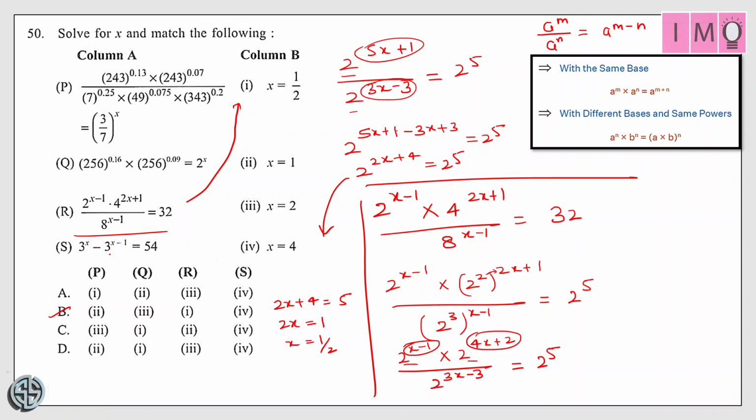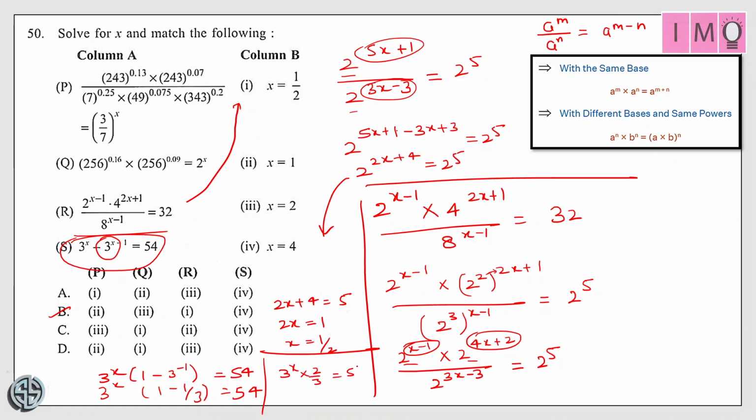Now let's check the last one. It is this. You can see 3 to the power x, when you will take common it will become 1 and it will become 3 to the power minus 1. 3 to the power x, when you will take common, it is written 3 to the power x upon 3. So 1 upon 3 will be common, or 3 to the power minus 1 will be common. It is equal to 54. When you will solve it here, 1 minus 3 to the power minus 1, 1 upon 3 is equal to 54, right? And 3 to the power x, 1 minus 1 by 3, you will get 2 upon 3 is equal to 54.